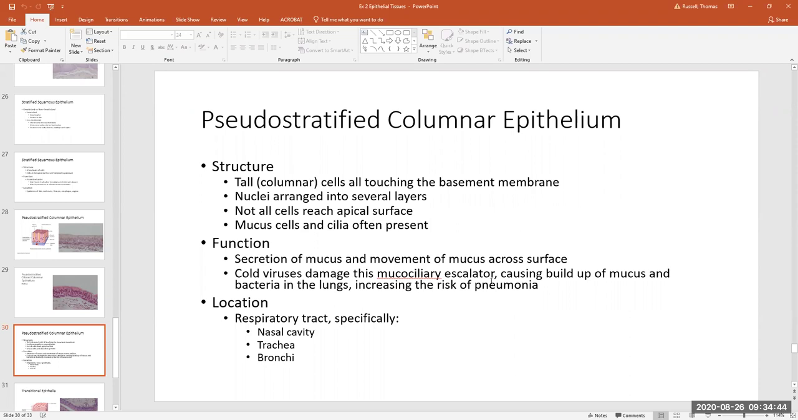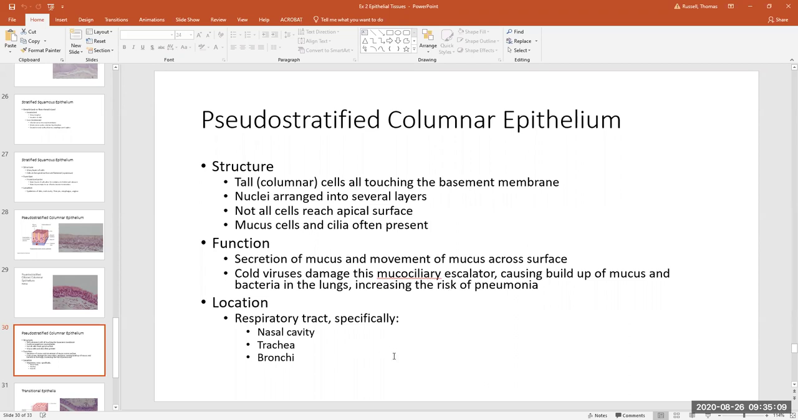When you get cold viruses or bacterial infections, or some people with asthma or severe allergies, sometimes that mucociliary escalator is compromised, in which case fluids can build up in the lung and you can develop pneumonia. Now, that's not the only way that fluid gets in your lung, but that's just an example that I'm using.